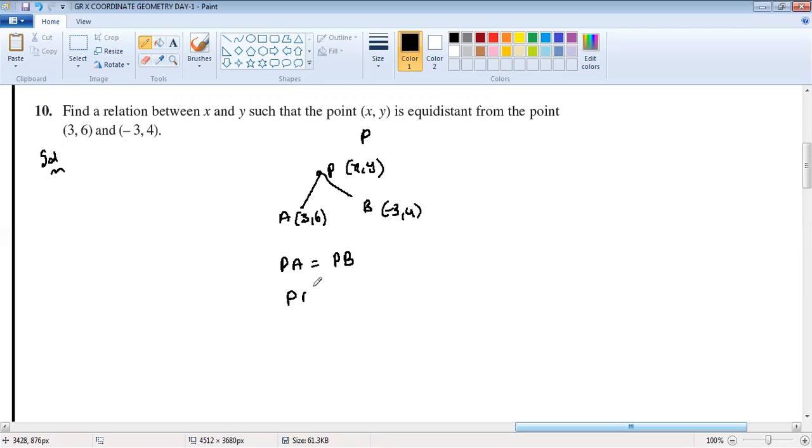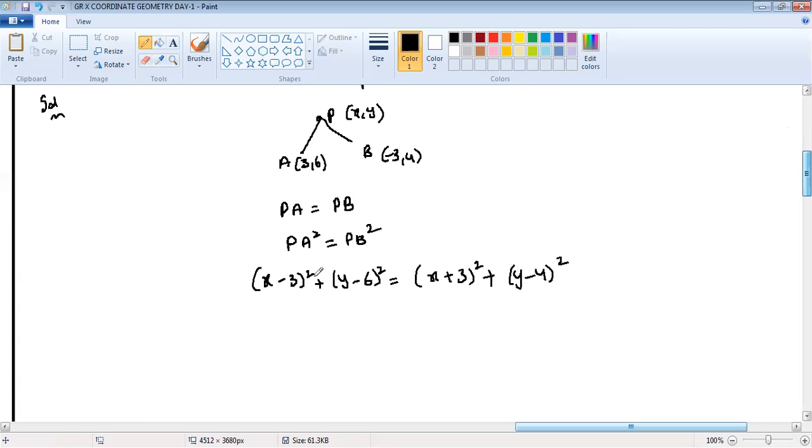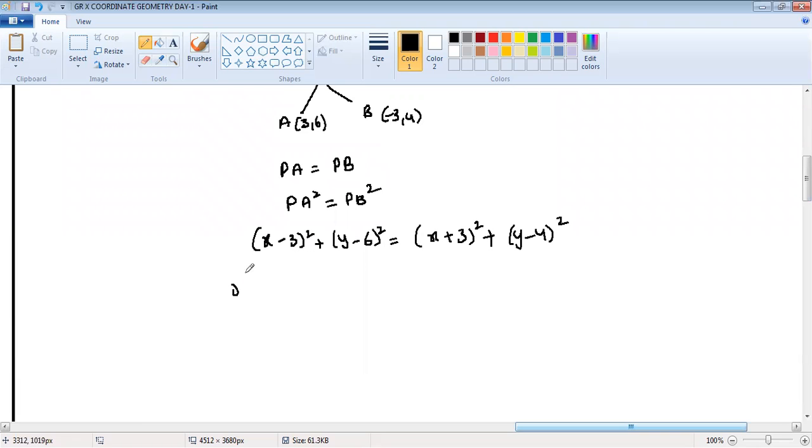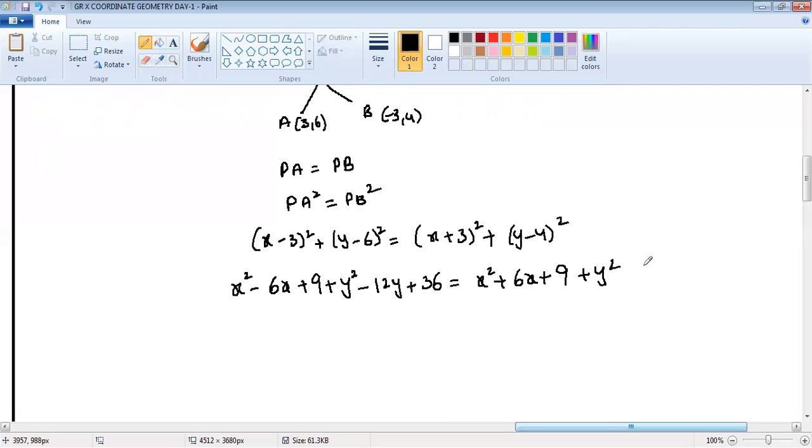Squaring on both sides, PA square is equal to PB square. Then if you apply the formula, (x minus 3) whole square plus (y minus 6) whole square is equal to (x plus 3) whole square plus (y minus 4) whole square. Now try to expand using the (a minus b) whole square concept. So x square minus 6x plus 9, y square minus 12y plus 36, is equal to x square plus 6x plus 9, y square minus 8y plus 16.